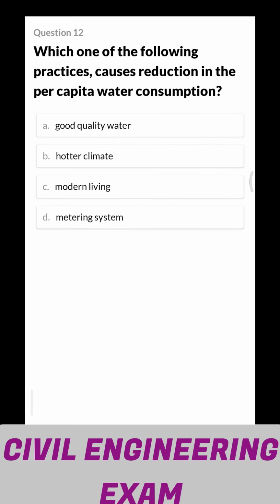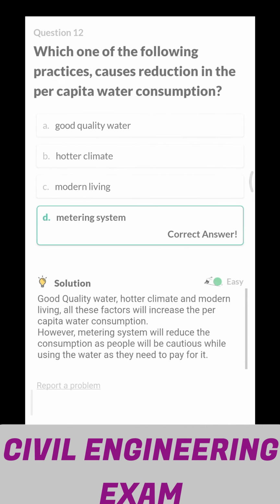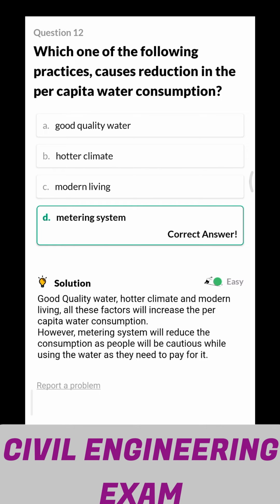Next question, which one of the following causes reduction in the per capita water consumption? Option A good quality of water, option B hotter climate, option C modern living, option D metering system. So the correct answer is option D, metering system. Because good quality of water, hotter climate and modern living are all factors increasing the per capita demand. If the quality of water is very good, they consume more water, and in a hotter climate we have to take more water to compensate for dehydration.